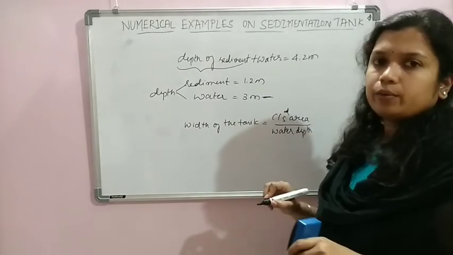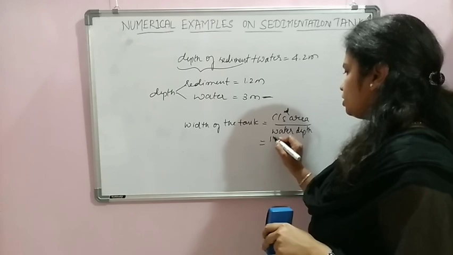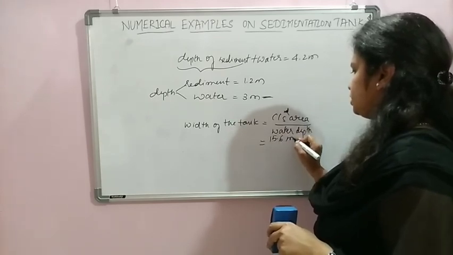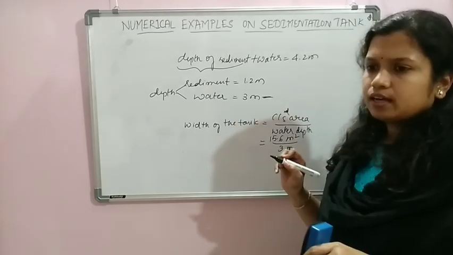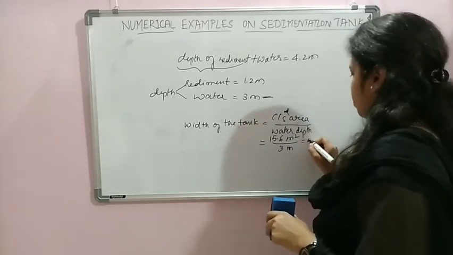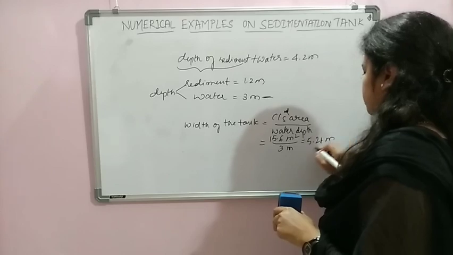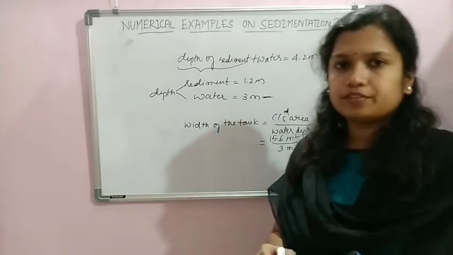Cross sectional area divided by water depth. For cross sectional area we have 15.6 meters square, and the water depth we are taking as 3 meters, and the answer is supposed to be 5.21 meters. This is the required width of the tank.